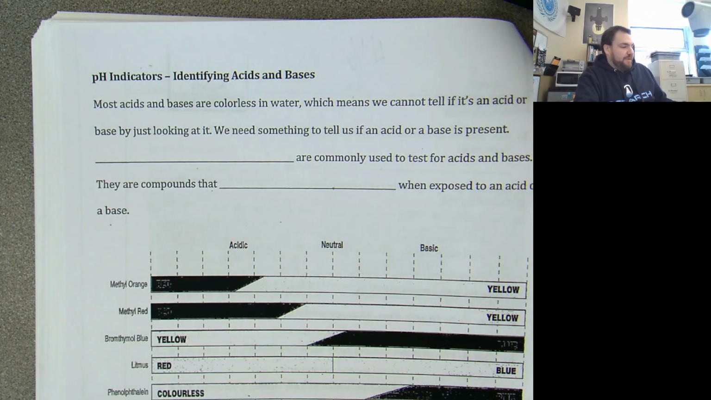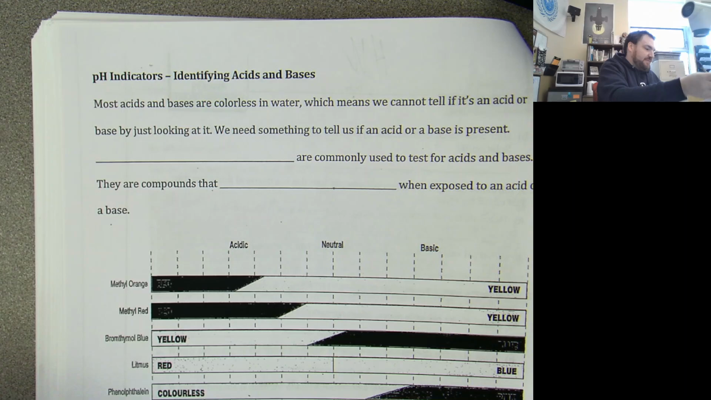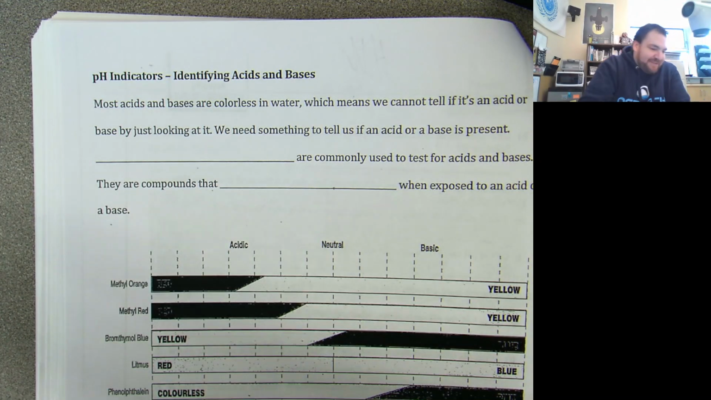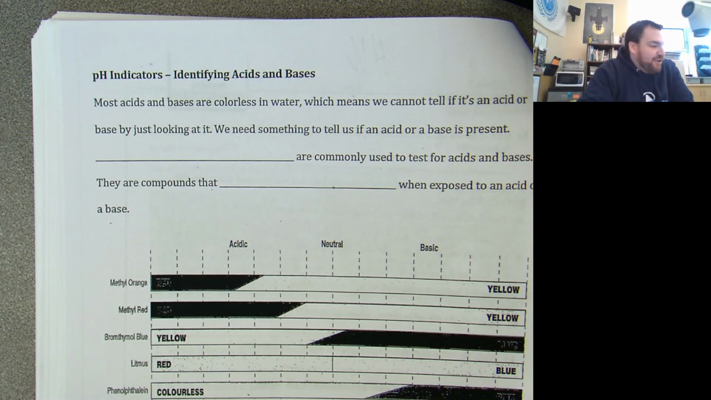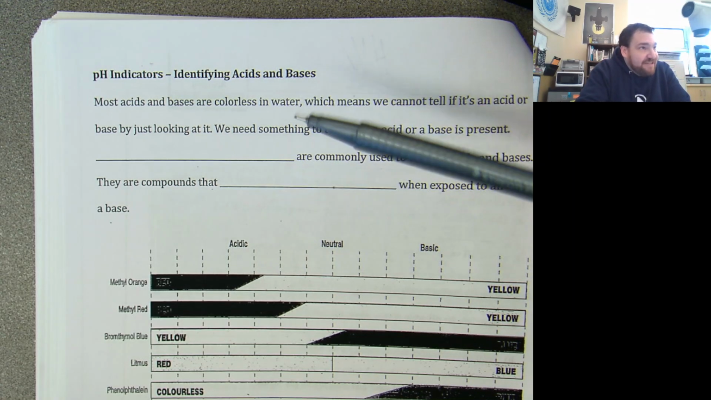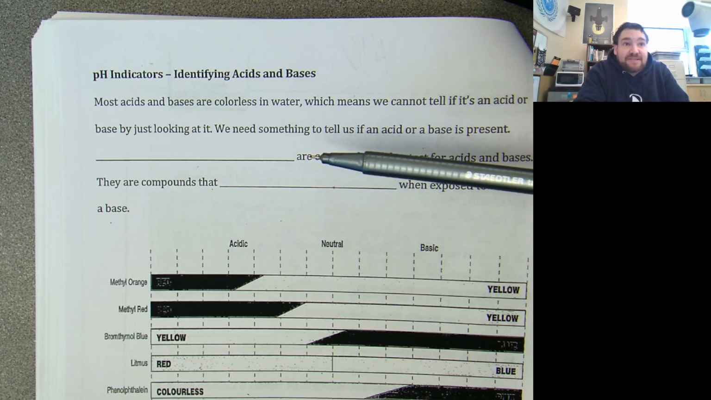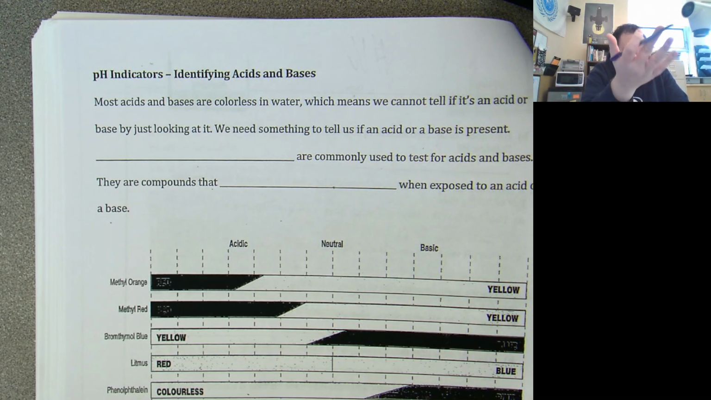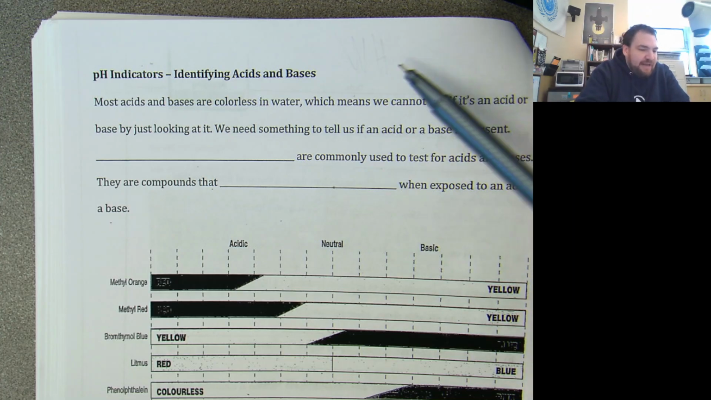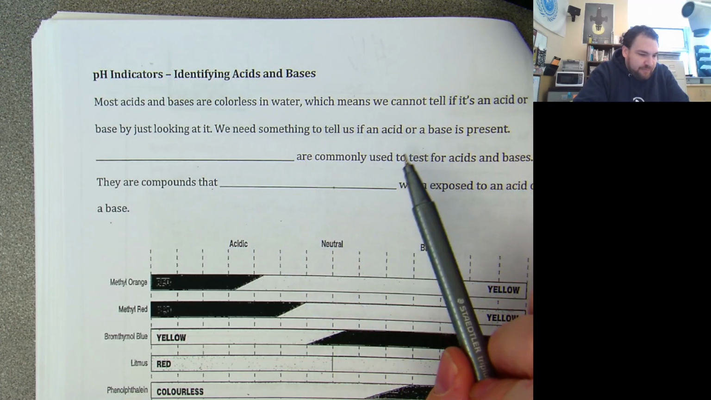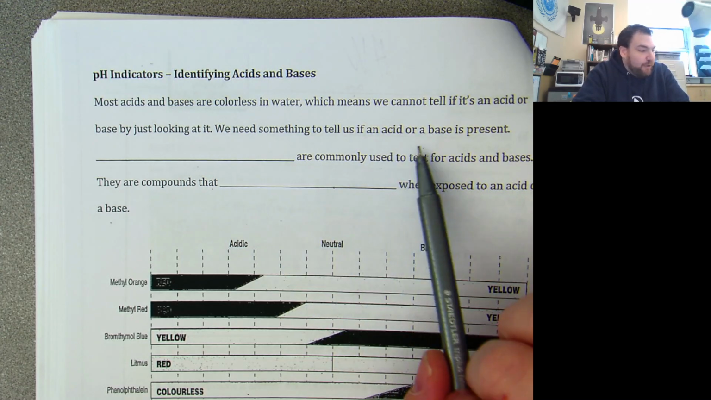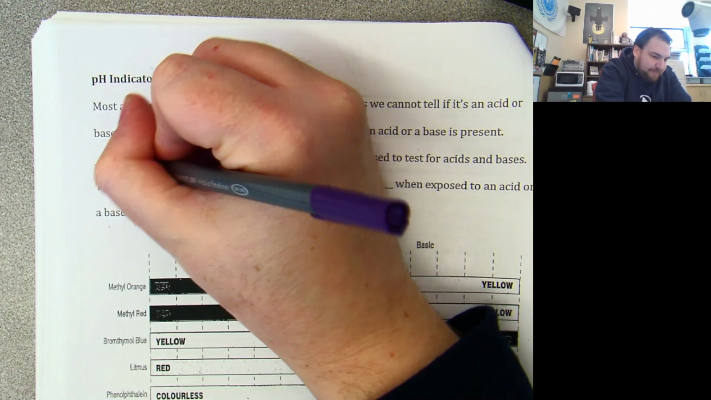So, where was I? Here we go. Guys, stop. pH indicators, very useful things. Most acids and bases are colorless. You will see this in both labs that I give you. There's 2 labs that you're going to do, probably both of them tomorrow. Most acids and bases are colorless in water, so we need ways to identify what you have. And the way to do that is by using what's called a pH indicator. We need something to tell if an acid or a base is present, and we use something called a pH indicator.